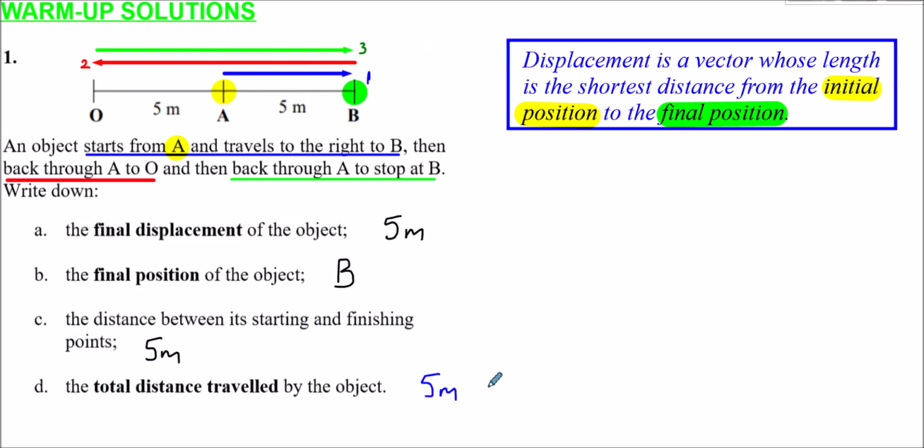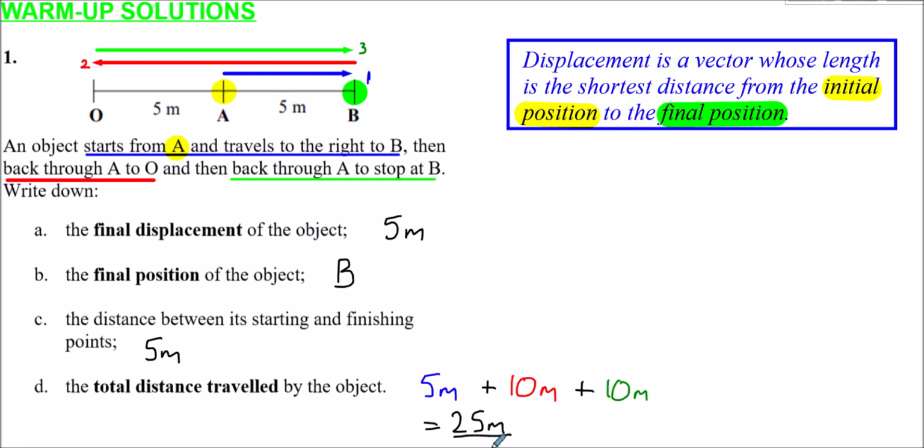It then goes back through A to O, so it goes along this red line, which is 10 metres back. And then it goes along this green line back through A to stop at B, so it goes a final 10 metres to get back to B again. So 5 plus 10 plus 10 metres, the total distance it's travelled is 25 metres.